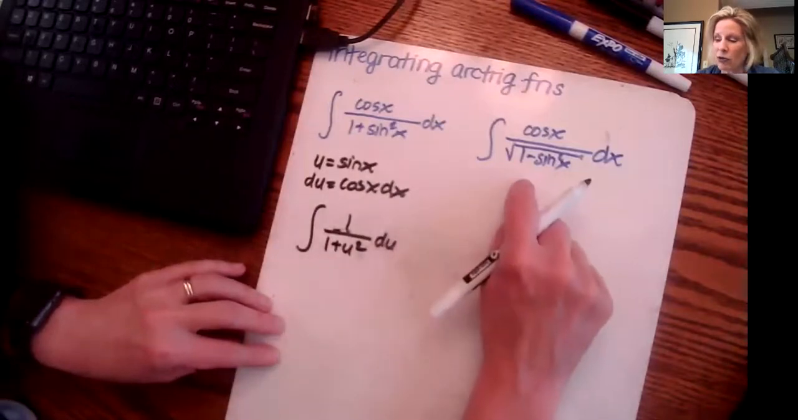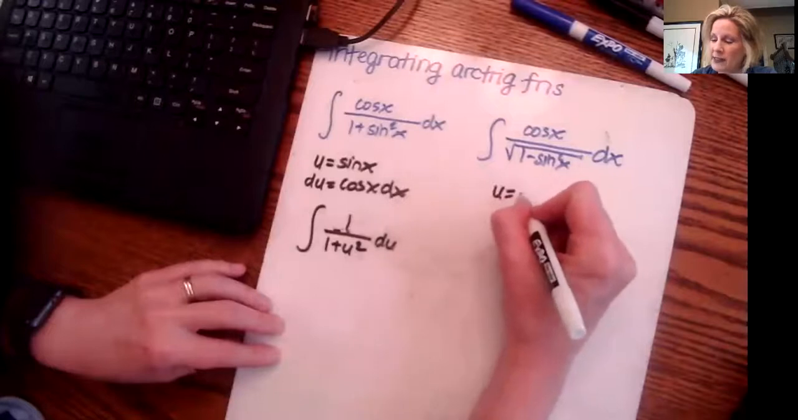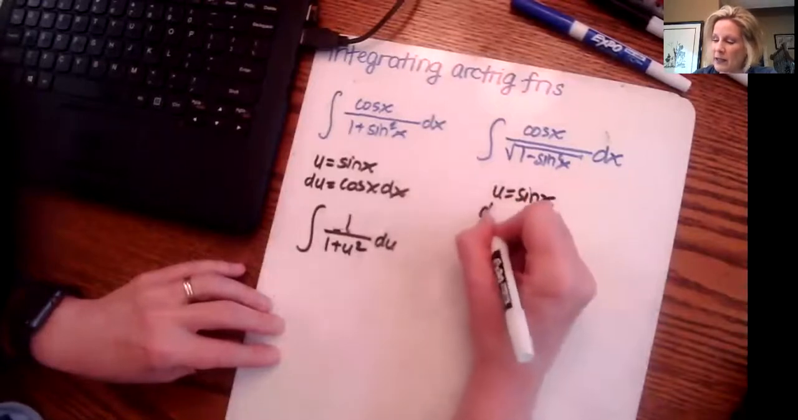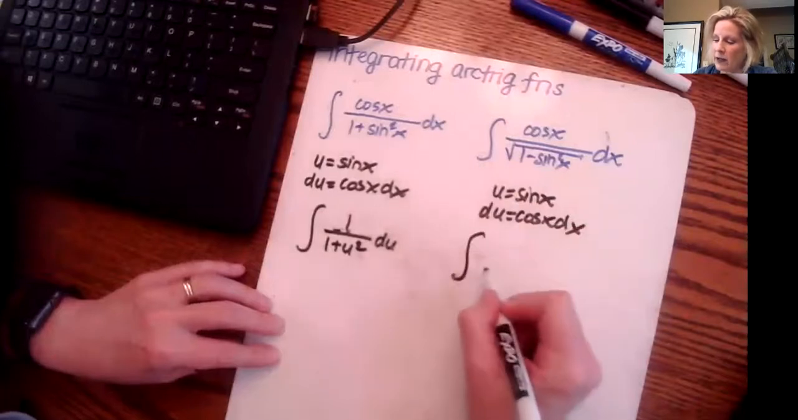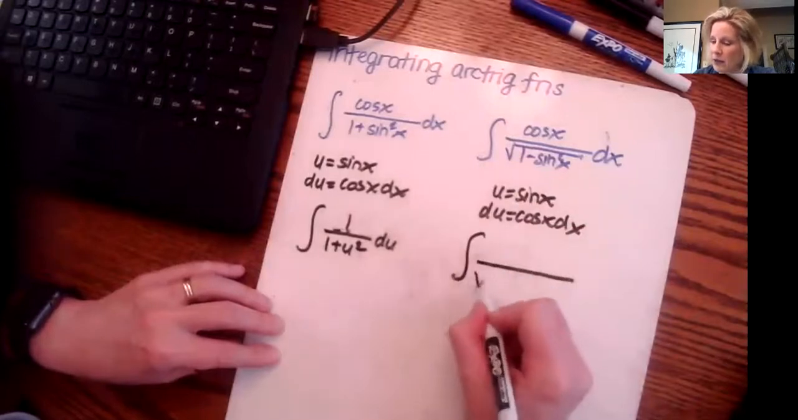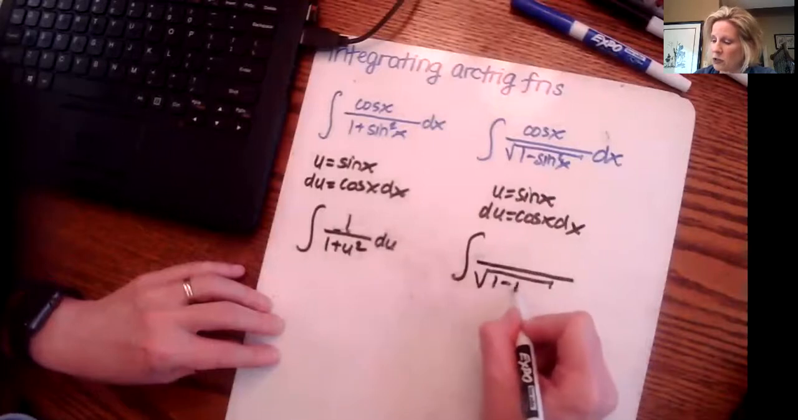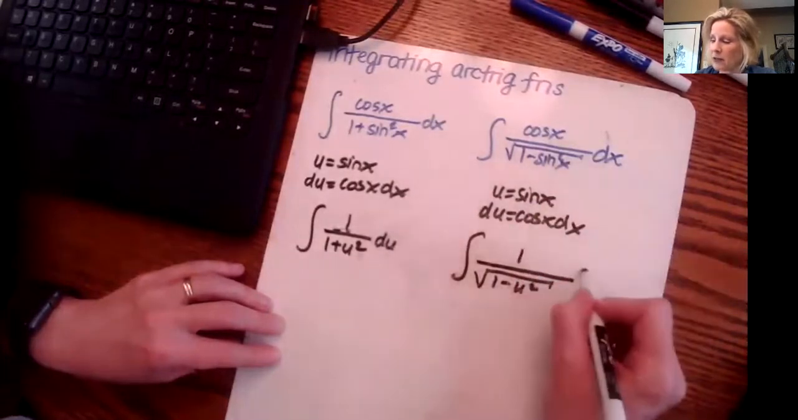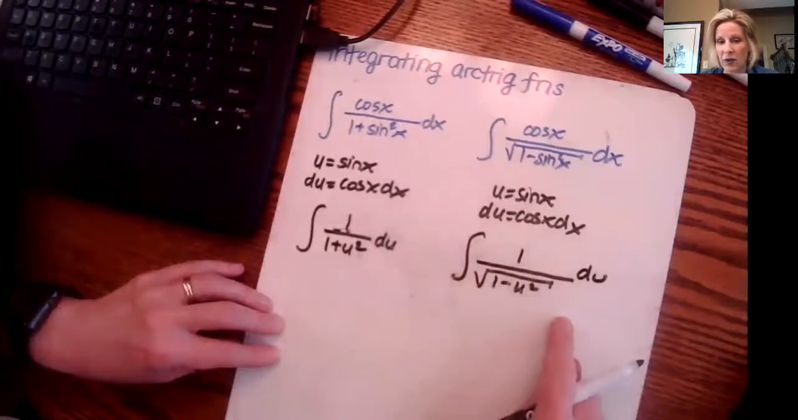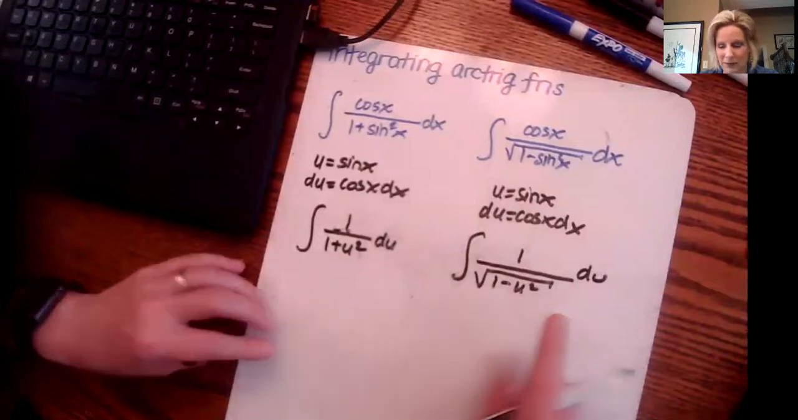So the same thing's true here. If you let u be sine x and du be the cosine x dx, then I can quickly see that on the bottom, I can get the 1 minus u squared format, and the cosine x dx part becomes my du. And now I've got the arc sine of u format.